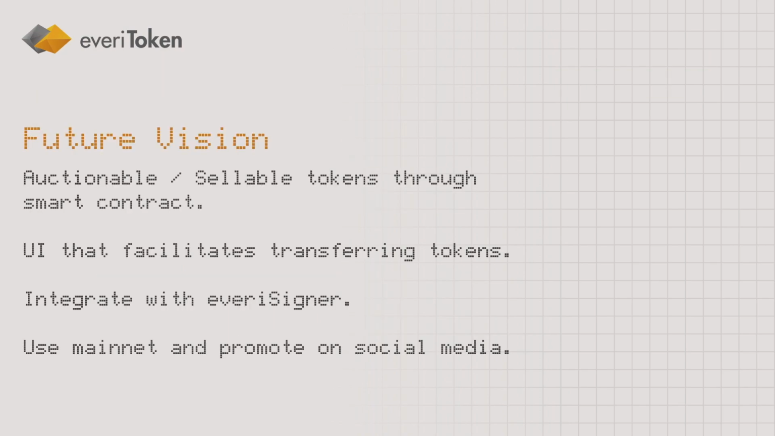Other ideas for the future of this project are to make the tokens auctionable and sellable with front-end UI that facilitates that. I'd like to integrate with Everisigner as well to avoid having to generate private keys for the user. And as mentioned before, I'd like to use the mainnet instead of my self-hosted EVTD. That would mean that people can feel like they really own their pixel, and I could show them what's going on behind the scenes using EVT scan.